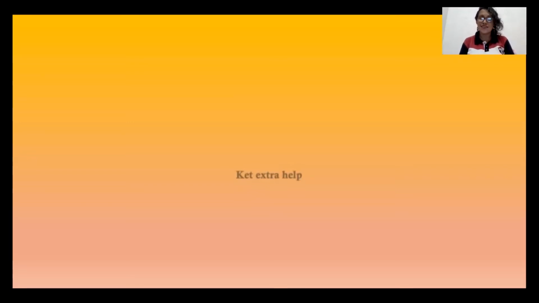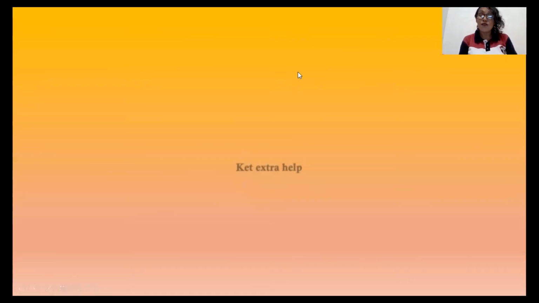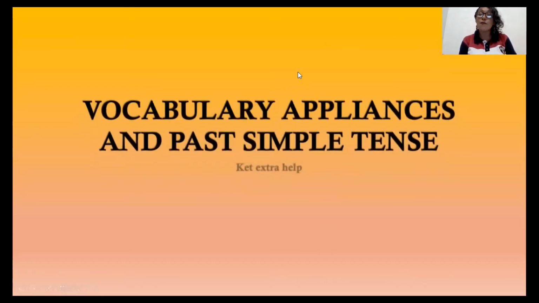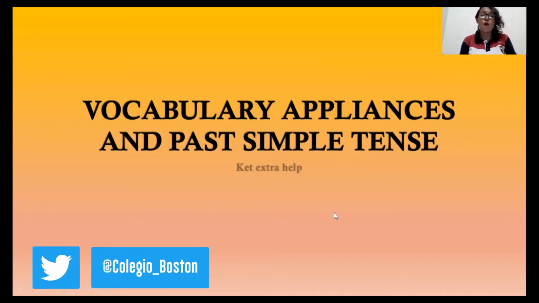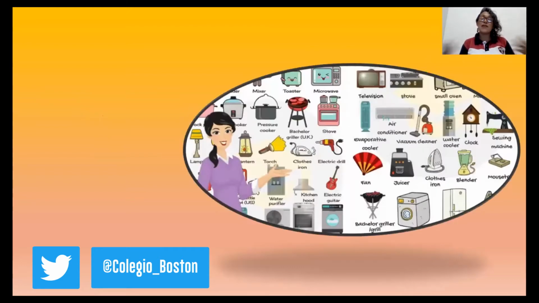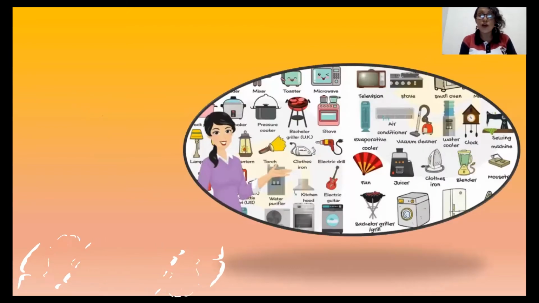So let's start, guys. Well, we are going to practice vocabulary related to appliances, okay? And the simple past form, the lesson of simple past. Now, we are going to continue. What are these appliances that we are going to practice? These vocabulary words, you already know them. We are just going to refresh them, okay?